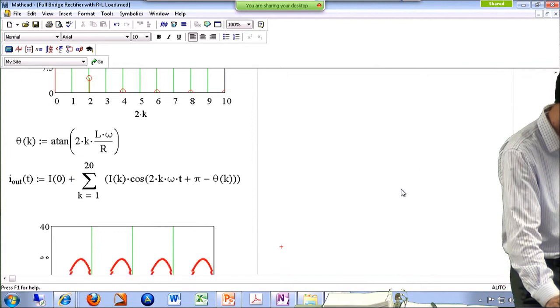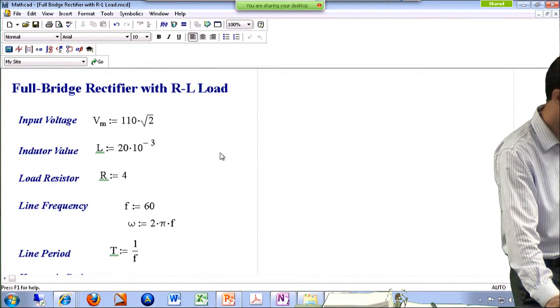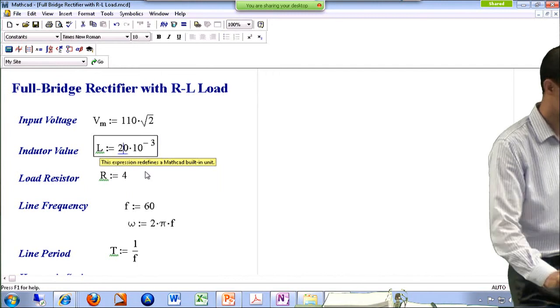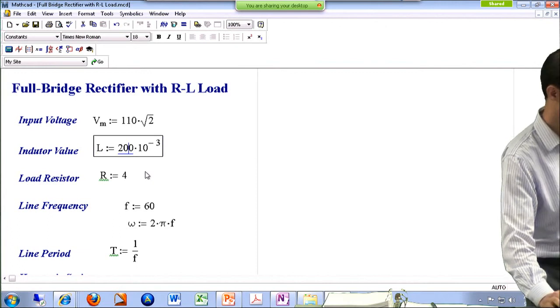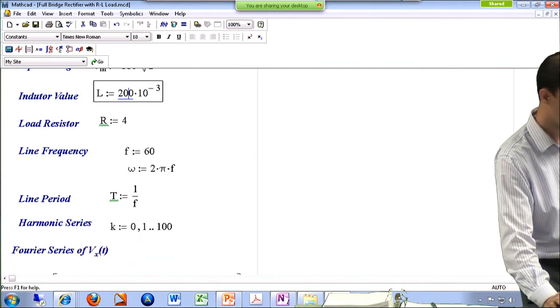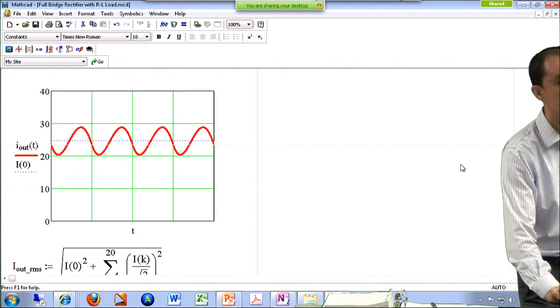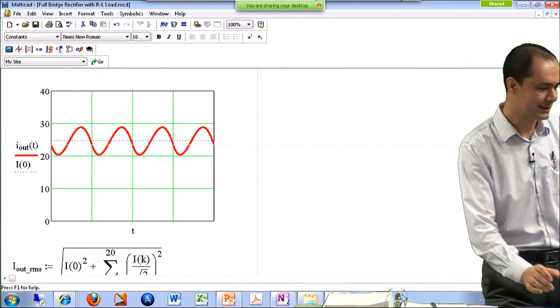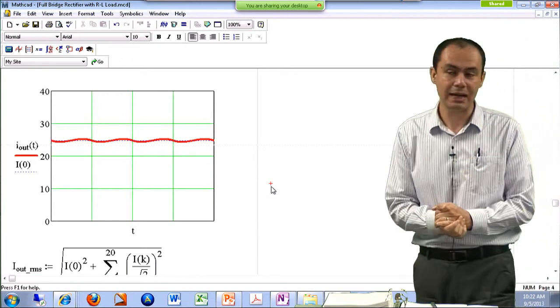All right. So have this waveform in mind, and let's say, what if our L is very large? So instead of 20 millihenries, let's say we wanted to use 200 millihenries. And let's look at the output current. I suspect that the output current is going to get closer and closer to a DC case. So I update it, and it actually does.